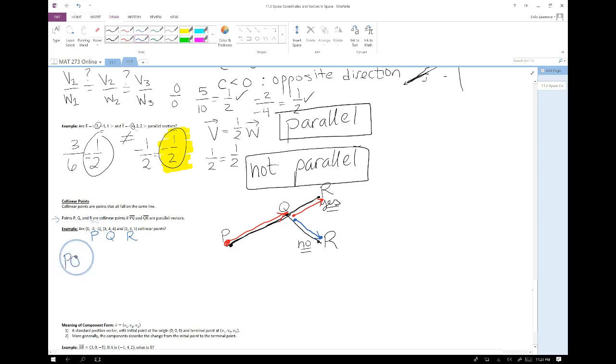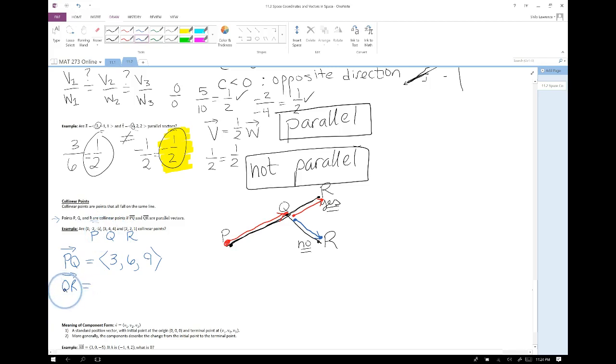So what we're going to do to check this is create vectors PQ and QR and see if these vectors are parallel. Vector PQ has initial point P, terminal point Q. So you're going to do the Q coordinates minus the P coordinates. So in component form, this vector is 3, 6, 9. I did 3 minus 0, 4 minus -2, 4 minus -5.